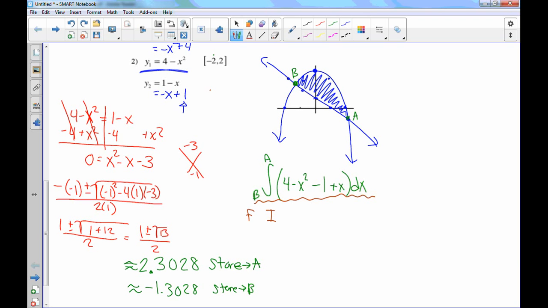So, fnInt, type in your function, comma x, comma, now I did the letters backwards, so lower bound is B and upper bound is A. 4 minus x squared plus 1 plus x with respect to x, comma alpha B, comma alpha A. Okay, that's the area.